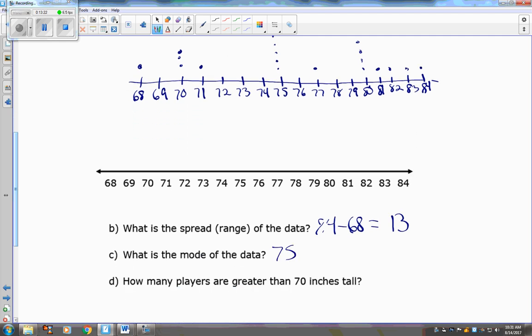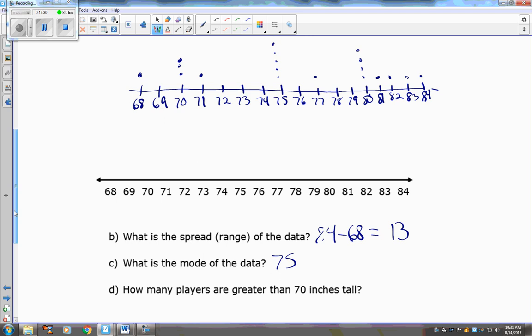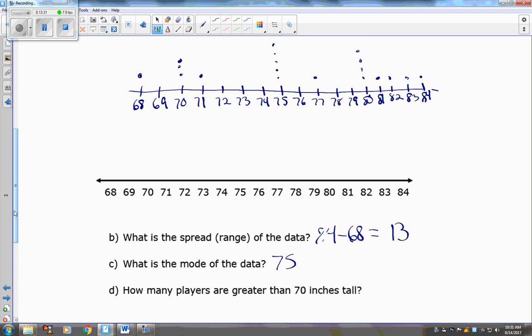And how many players are greater than 70 inches tall? So that's greater than, it does not include 70. So I have 1. Move that up a little so I can see. 1, 2, 3, 4, 5, 6, 7, 8, 9, 10, 11, 12, 13, 14, 15. So I counted all the ones that were over 70.